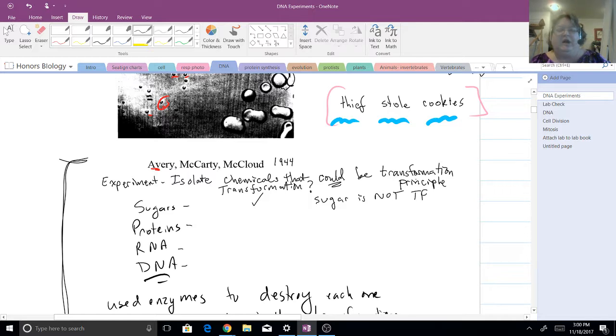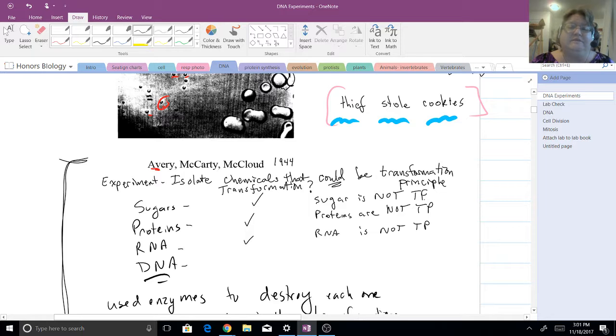Proteins, if we take enzymes that can break down proteins, and remember, if proteins cause transformation and we take them away, then we shouldn't see it. But indeed, we still see transformation. So that means proteins are not the transforming principle. RNA, we did the same thing with RNA. We used enzymes that are specific to RNA, and we still see transformation. So again, they're able to say RNA is not the transformation principle.